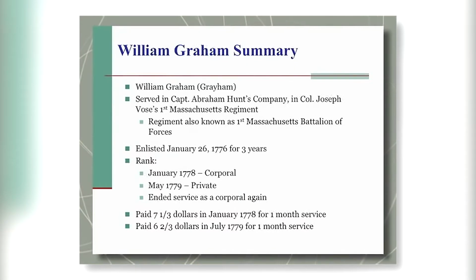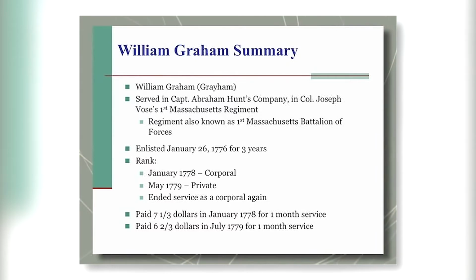So just to summarize then, the basic information that you can find in the compiled service record, we have the soldier's name, William Graham. We learned that he served in Captain Abraham Hunt's company of Colonel Joseph Voge's 1st Massachusetts Regiment. It's also recorded in the compiled service record as the 1st Massachusetts Battalion of Forces. He enlisted January 26, 1776 for 3 years, holding the rank of corporal, then demoted to private, but ending his service as a corporal again.